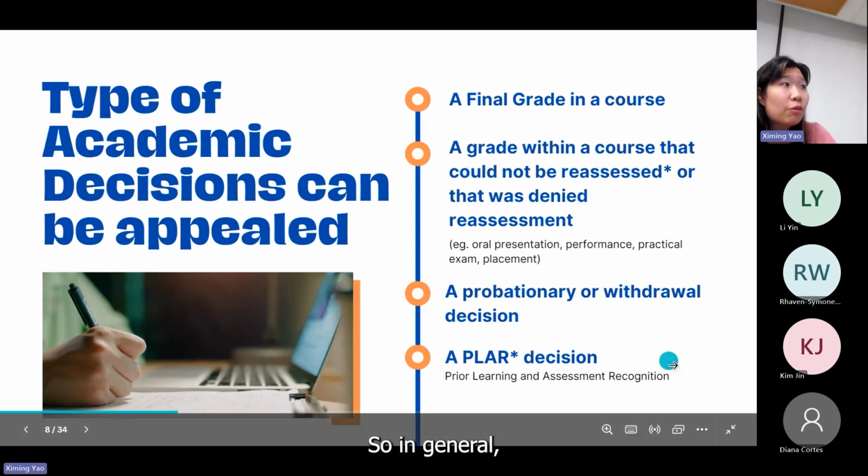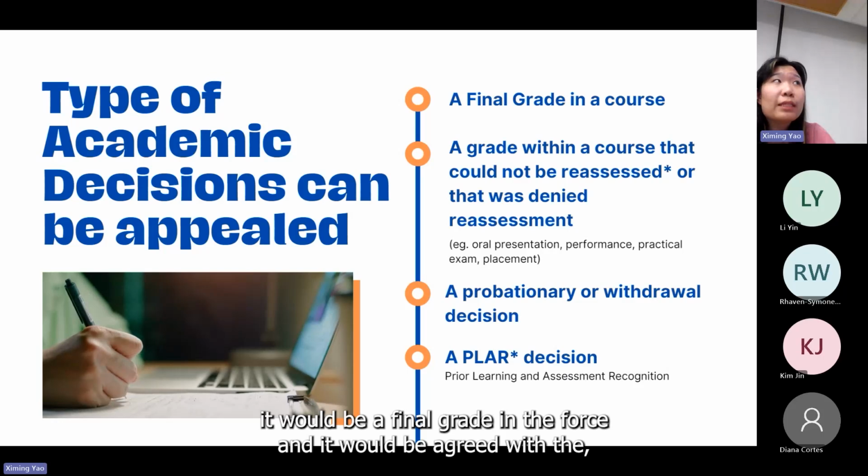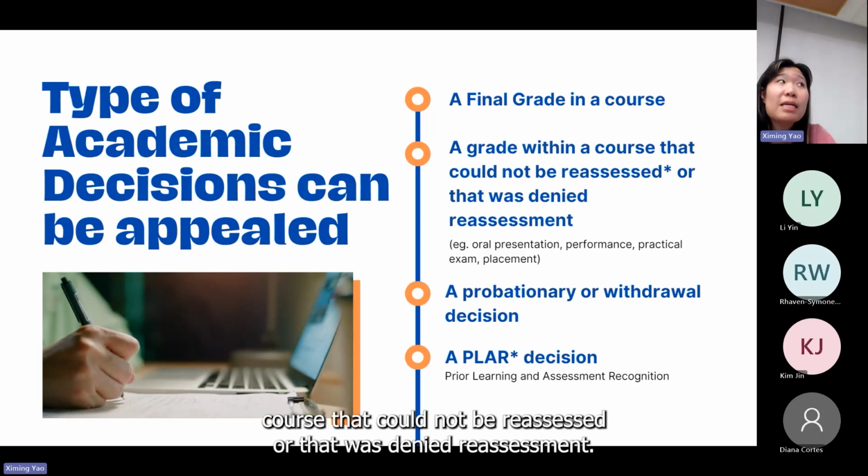So in general, there are 4 types of academic decisions. It could be a final grade in a course, or a grade within a course that could not be reassessed or that was denied reassessment.